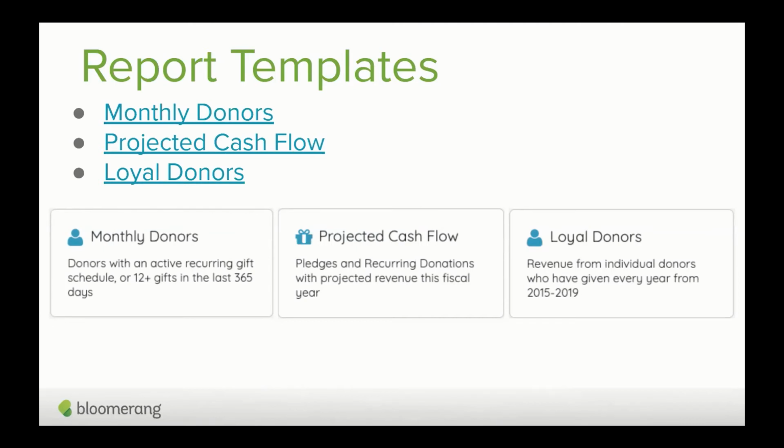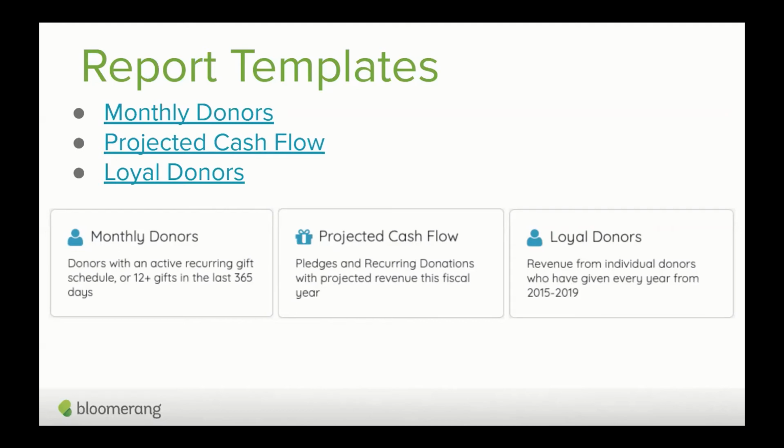So in our report template section, we have the monthly donors. So this is donors with an active recurring gift schedule or 12 plus gifts in the last 365 days. This report can be really helpful, especially if you have someone who's always giving and you've just never created a recurring gift schedule for them. It was never caught that that's what they're doing. They just write a check or fill out your form every single month on your website. So that can be really helpful. Reach out to them, see if they would like to automate it, make their lives a little bit easier too. The second one is the projected cash flow report, and that one lets you go in and see what's upcoming.